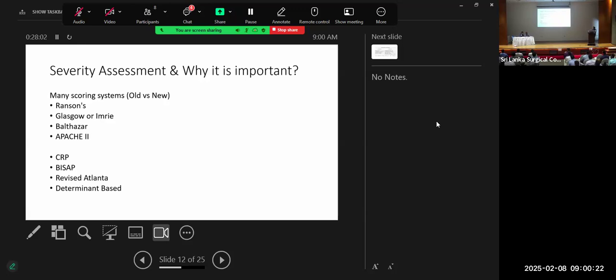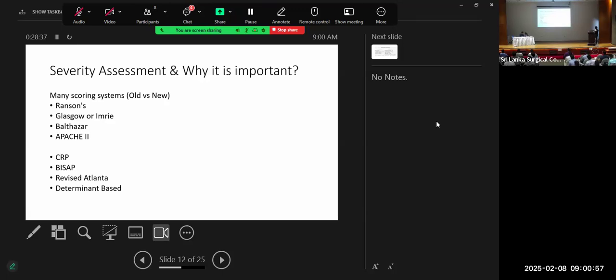And Ranson's does check local complications to a certain degree in the 48-hour one because it looks for sites of extracellular fluid sequestration, right? If you have more than 6 liters of fluid sequestered extracellularly, that is a point of scoring in the Ranson's at 48 hours. It does look for that. But again, it's a laborious process and you have to repeat it. So those are the disadvantages of Ranson's.